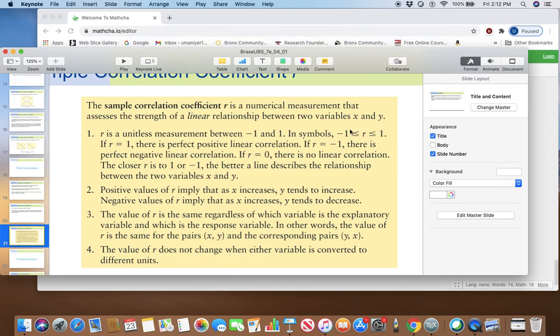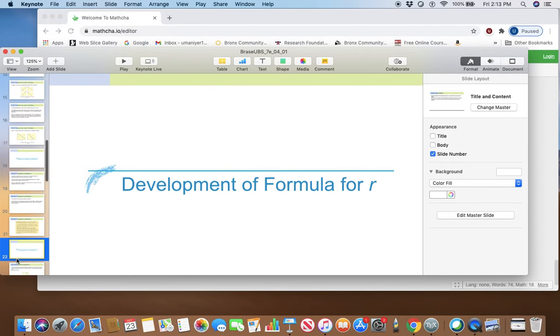If R is 1 or negative 1, you have perfect linear correlation. One is positively correlated, negative one is negatively correlated. These are the perfect ones. In between, the closer R is to 1 or negative 1, the better the chance of linear correlation. When R is 0, there is no linear correlation. Okay? Which brings us to the development of the formula for R.